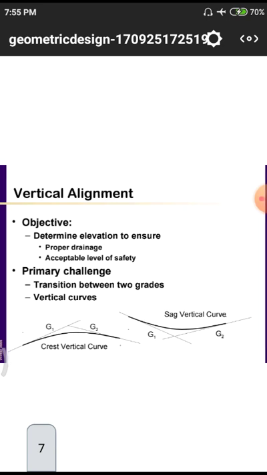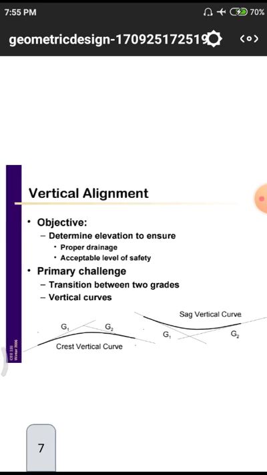What is the vertical alignment? What are the objectives we have? First, we need to determine elevation. After that, proper drainage and an acceptable level of safety. Normally in these vertical alignments we have natural drainage. Why? Because we are constructing the road with a slope, so there is no chance of stagnation of water. Because the whole road has some slope, automatically the water will move downwards.